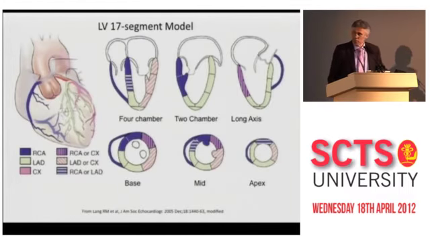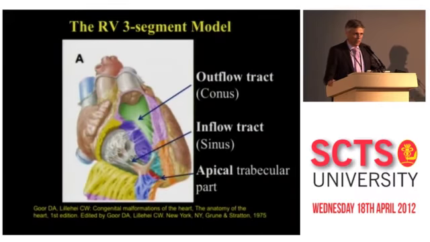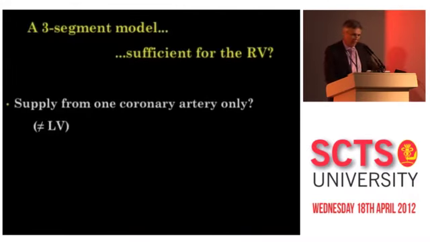For the left ventricle, we have a segment model with 17 segments that is commonly accepted and gives us a common language to describe when we find something abnormal, where exactly it is. For the right ventricle, we have a 3-segment model. Gore and Lillehei have published that many years ago, and it's been used in many studies since then. They describe the inflow tract or sinus, the apical trabecular part, and the outflow tract or conus.